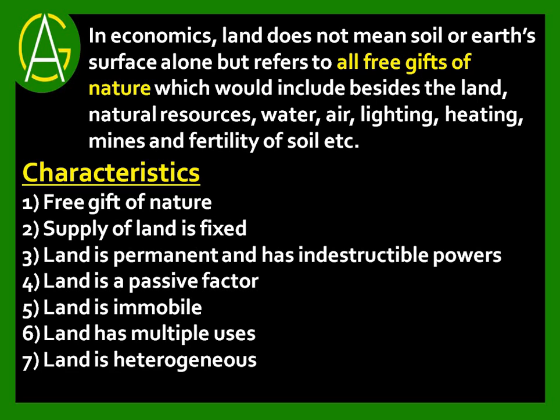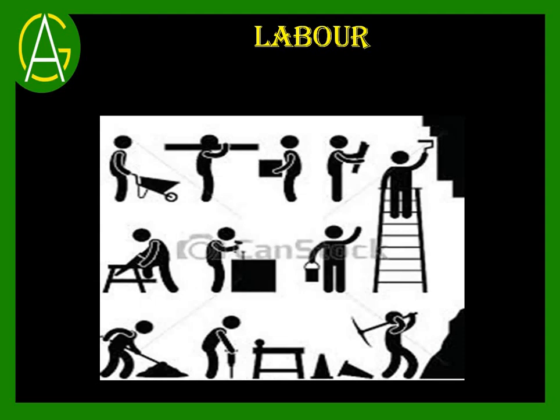That is called heterogeneous land. So these all were the factors or characteristics of land. Now the next factor of production is labor.